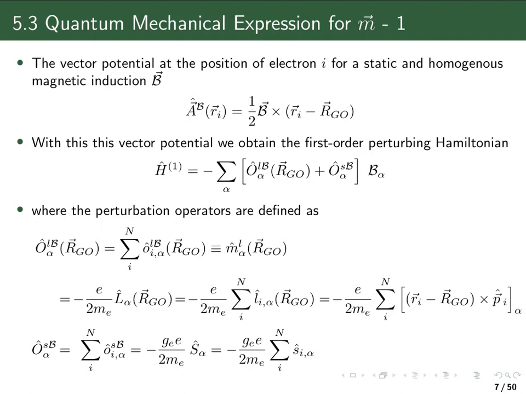And the second operator is essentially, apart from some natural constants and a g factor, the operator for the total spin of the electrons. So it's a sum over the spin operators for all the electrons, and here the alpha component of this operator.